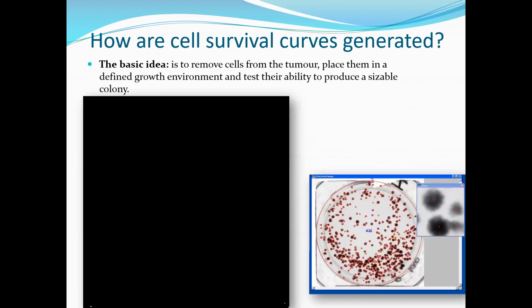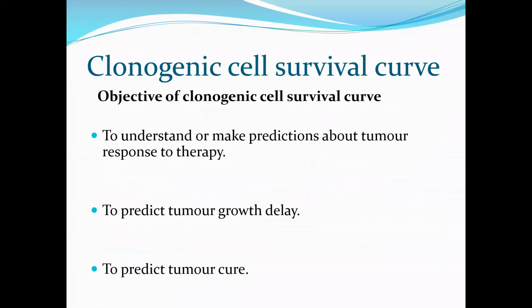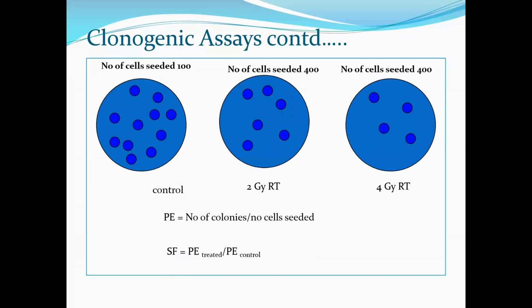So the basic idea is to remove cells from the tumor, place them in a defined growth environment and test their ability to produce a sizable colony. So now clonogenic assays are counted. This is what we discussed that day. What is surviving fraction?